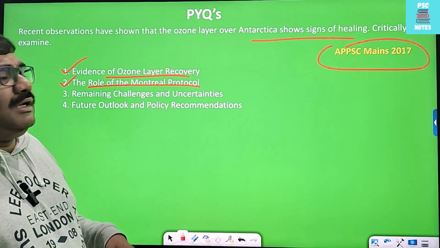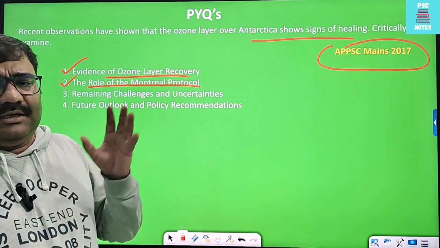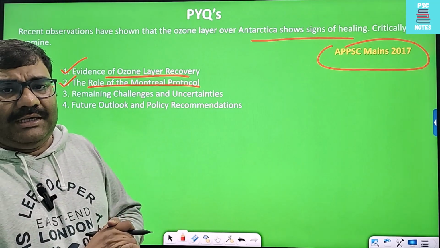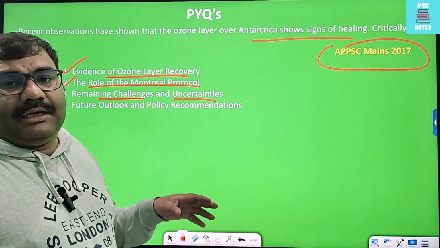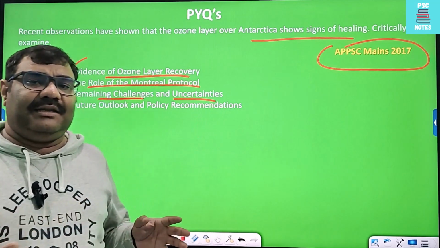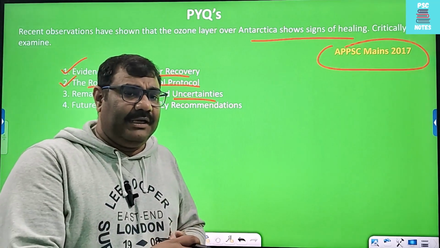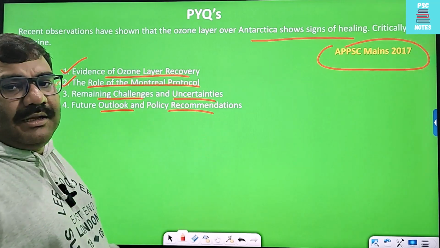So how can we show the evidence of ozone layer recovery, and the role of the Montreal Protocol, where the restriction of ozone depleting substances has further enhanced the healing of the ozone layer. What are the challenges and uncertainty? The challenges are the illegal use of chlorofluorocarbons and ozone depleting substances, and future outlook and policy. So we must have a targeted reduction.